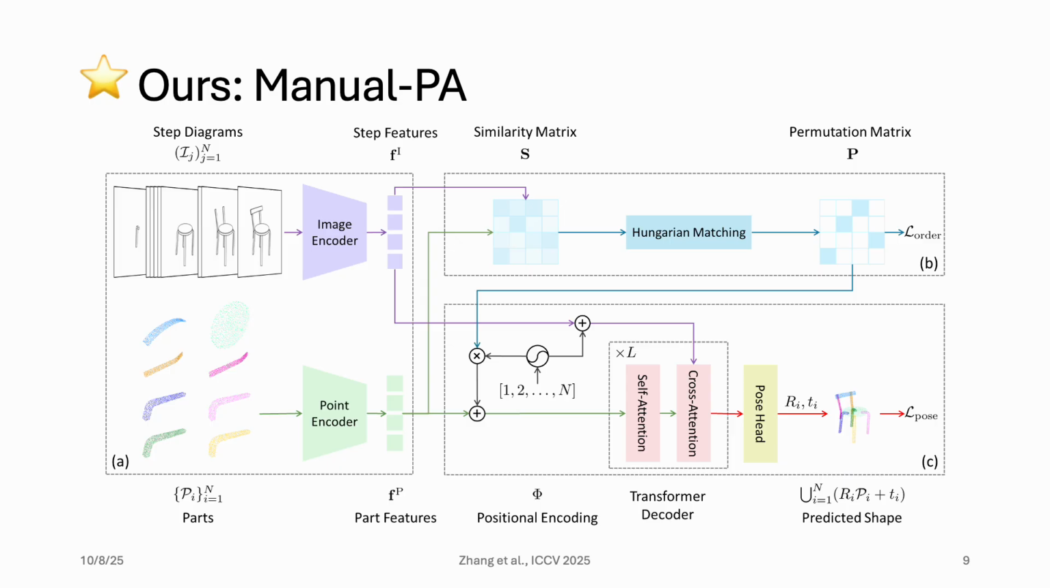This slide provides an overview of our ManualPA architecture. The pipeline consists of three main stages. First, in Part A, feature extraction. We use image and point cloud encoders to extract deep features from the 2D step diagrams and the 3D parts respectively. Next, in Part B, the order learning module, we compute a similarity matrix between the features from the two modalities. We then use the classic Hungarian matching algorithm to solve for an optimal assignment, which yields a permutation matrix representing the correct assembly order. Finally, in Part C, the pose estimation module, we encode the learned order into positional encodings and add them to the part features as a form of soft guidance. These features are then fed into a transformer decoder for deep fusion, and the prediction head outputs the precise rotation and translation for each part.